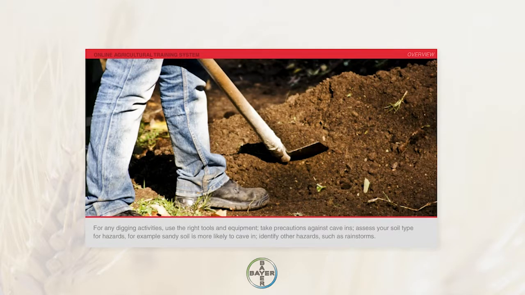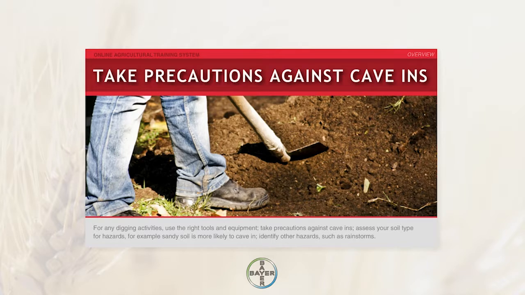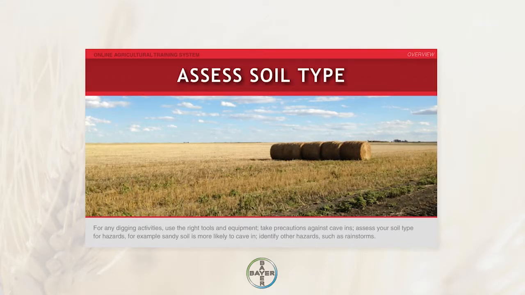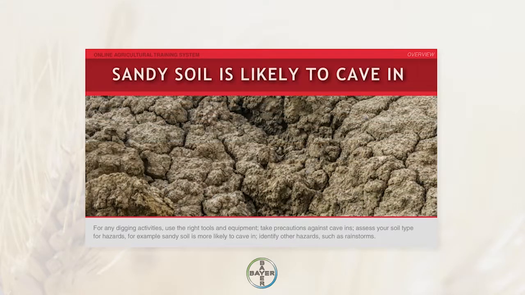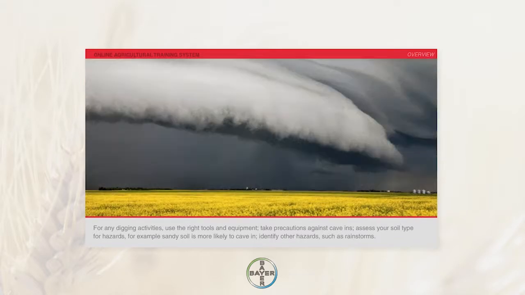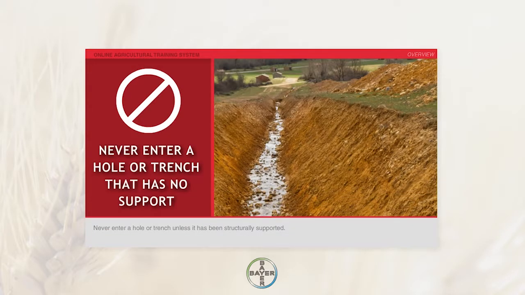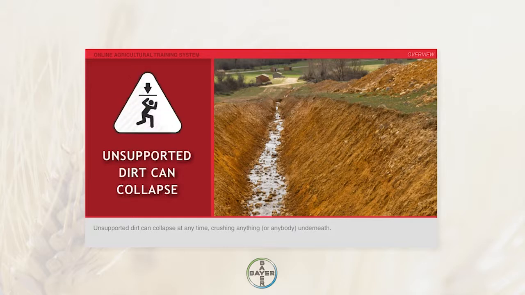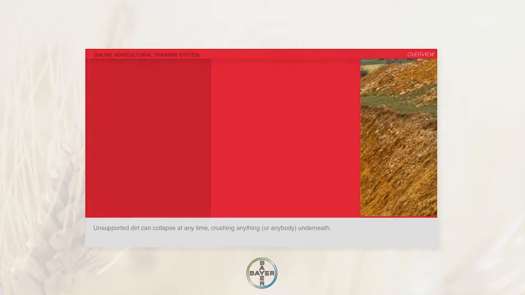For any digging activities, use the right tools and equipment. Take precautions against cave-ins. Assess your soil type for hazards. For example, sandy soil is more likely to cave in. Identify other hazards, such as rainstorms. Never enter a hole or trench unless it has been structurally supported. Unsupported dirt can collapse at any time, crushing anything or anybody underneath.